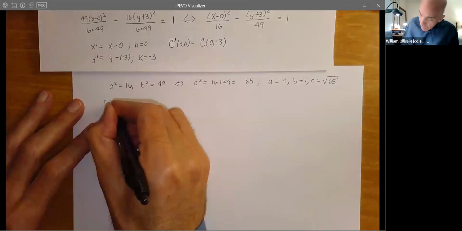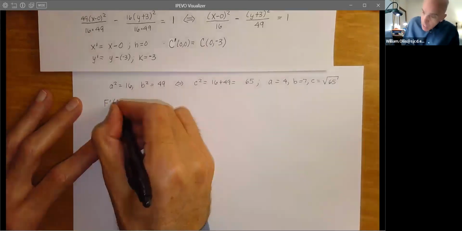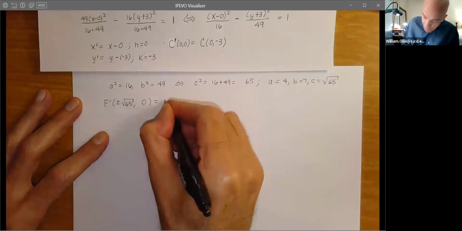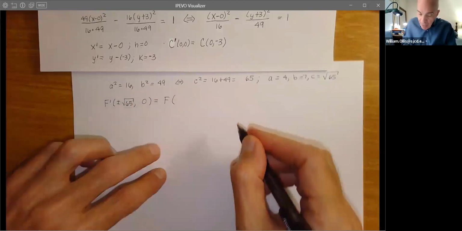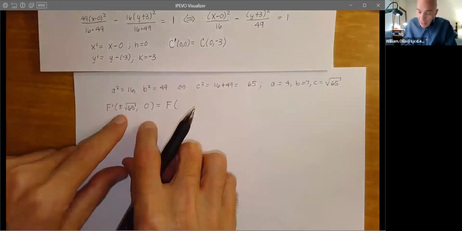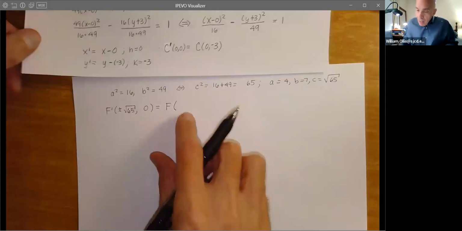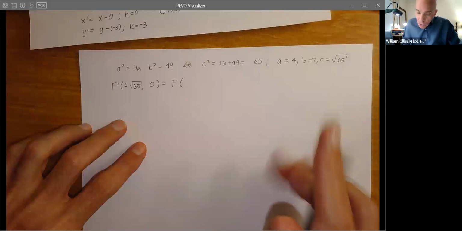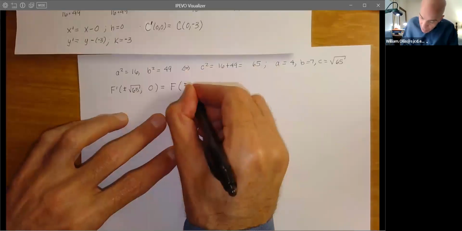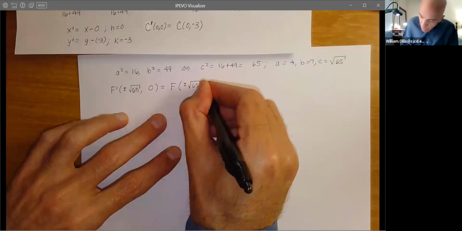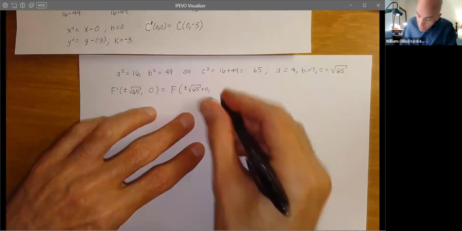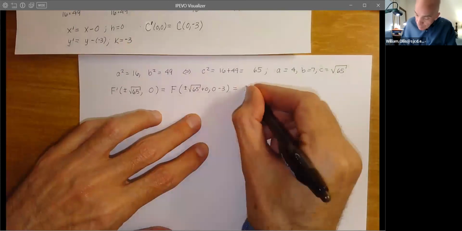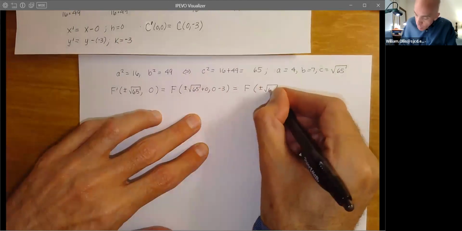F prime would be, in this case, plus or minus square root 65, 0. And then we want to write it in the old coordinate system. So in that case, again, this is where we go back. This is the old coordinate system, and now we need the new. So basically, we have to add h and k to get the x and the y. So h is 0, so that doesn't change, plus or minus square root 65. You can write plus 0 if you like. And then for the 0 here, we just have 0, and we add the k, which is plus a negative 3, so minus 3. So now we get new foci, plus or minus square root 65, negative 3.